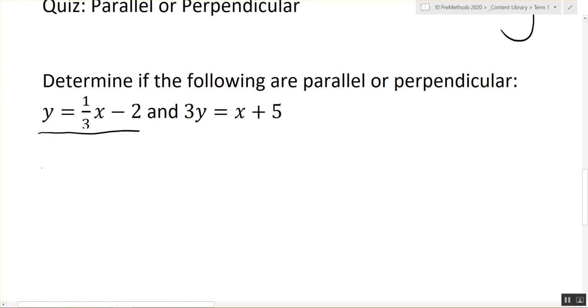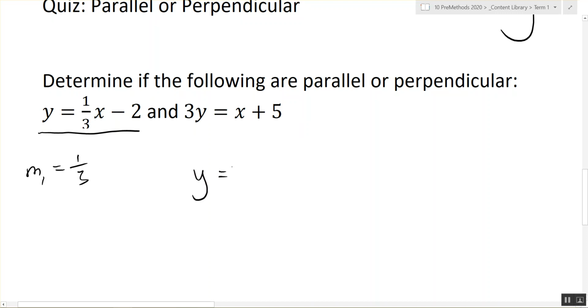Equation 1, what is the gradient? 1/3. Equation 2, what is the gradient? 1/3. Can we see it from here? Yes. No, we have to rearrange. We need to get y by itself. So we need to divide everything by 3.